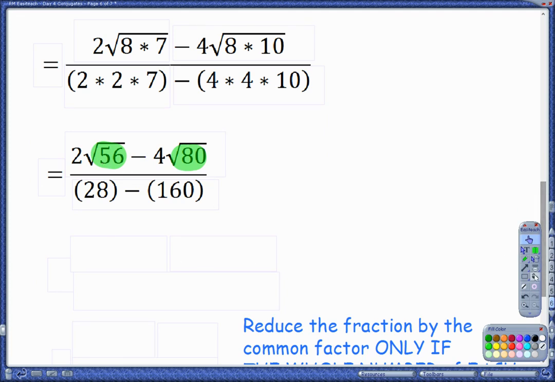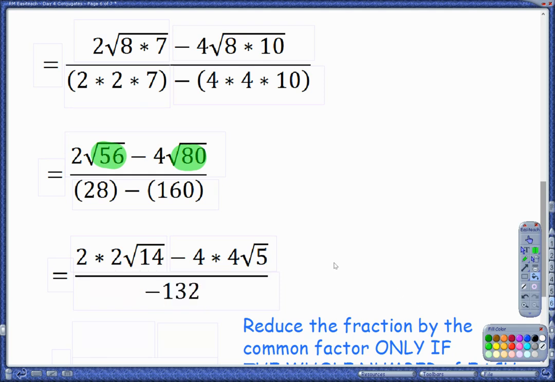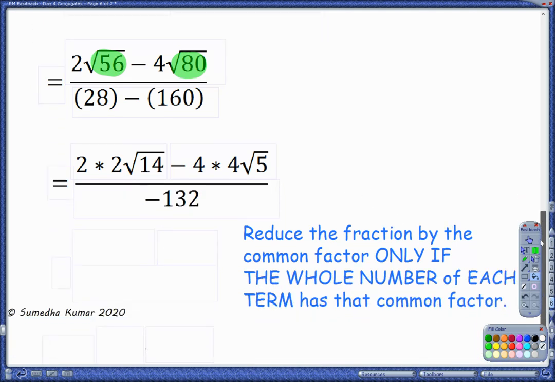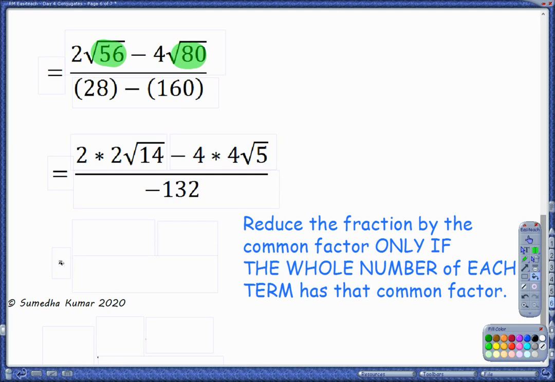So now we have the radical 56 is going to become 2 times radical 14. So it becomes 2 times 2 radical 14. And the 80 is going to become 4 radical 5. And the denominator, by now you should know that much math. And now here comes the very tricky part. So I'm going to do 4 radical 14 minus 16 radical 5 over negative 132.